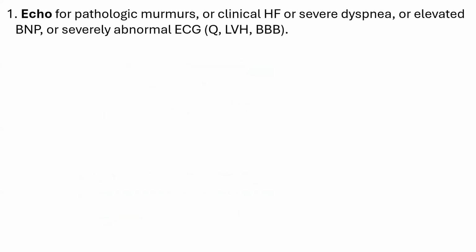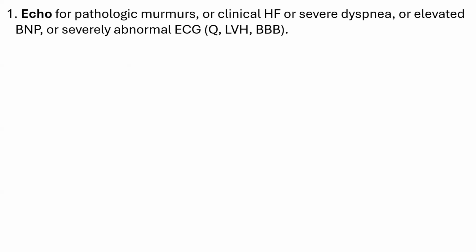So what do you do before non-cardiac surgery? What cardiac workup do you do? Number 1, echo for pathologic murmurs or clinical heart failure or severe dyspnea or orthopnea or elevated BNP or severely abnormal EKG, specifically if you have Q waves or severe LVH with strain or bundle branch block, particularly left bundle branch block.